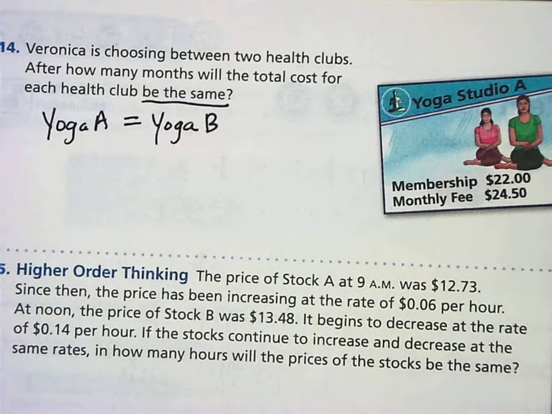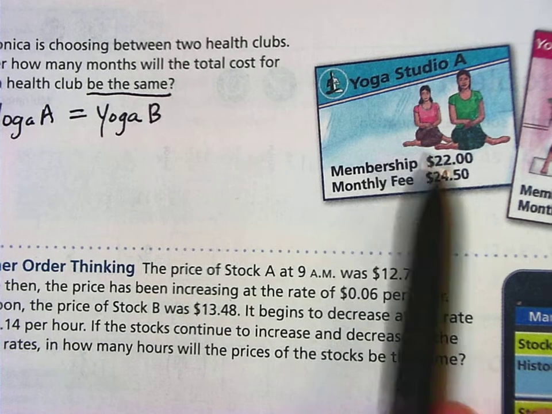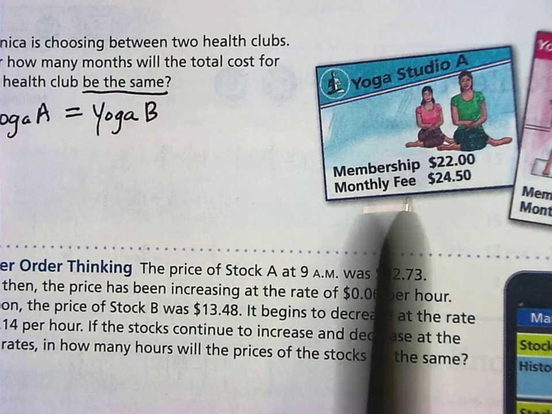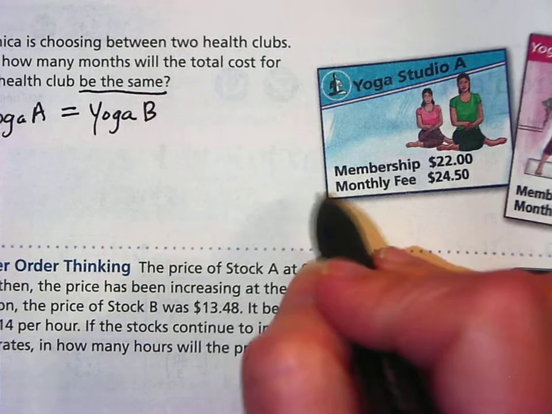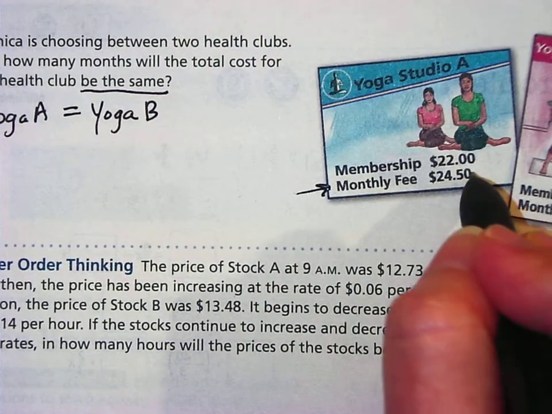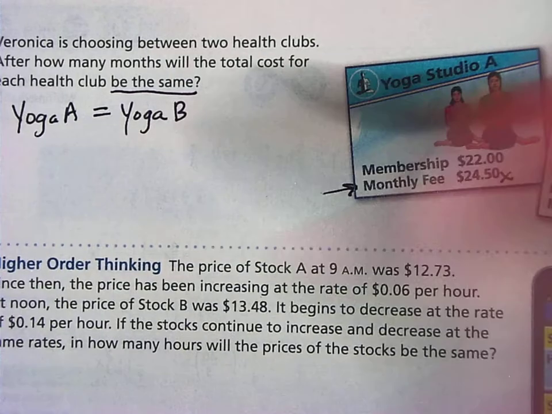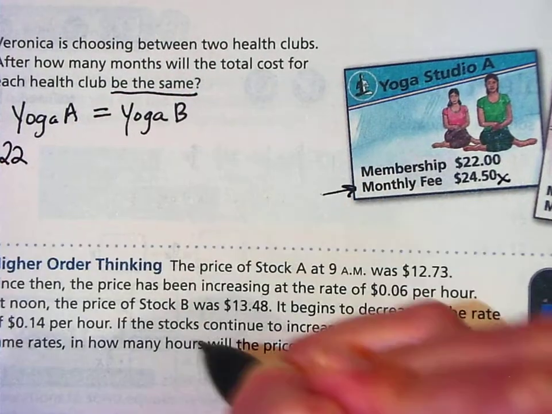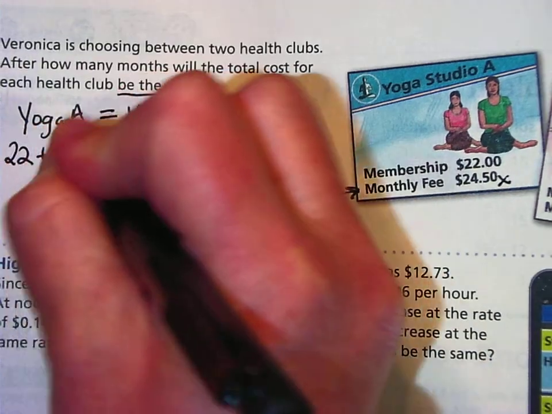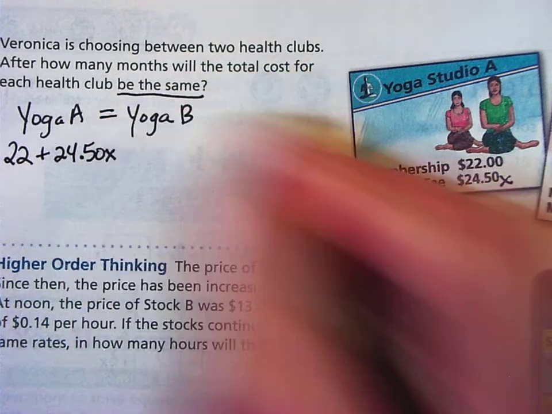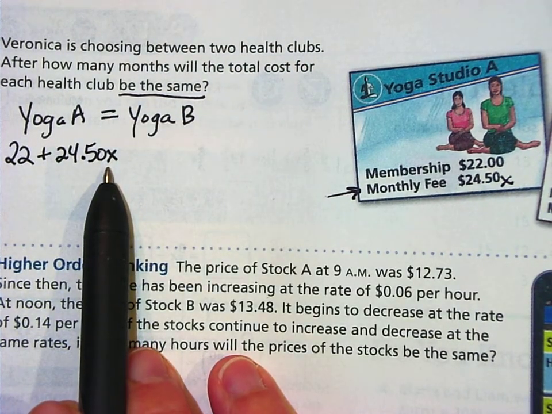So it's saying their membership fee is $22. And plus, you have to pay $24.50 per month. That's a monthly fee. So this is the one that's happening over and over again. This is the one that's going to get the X. See, your membership fee is just a one-time fee. So you just pay $22 one time. And then plus, you're going to pay $24.50 every month. That's why it gets a variable next to it, because it's happening over and over and over again.